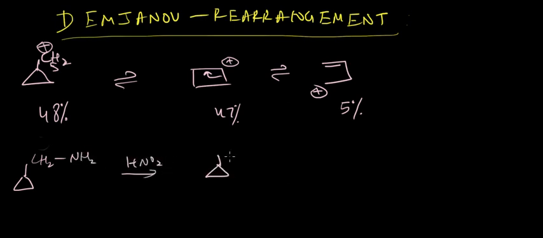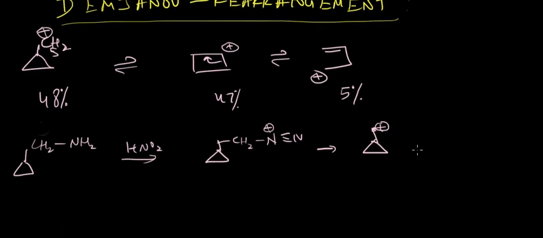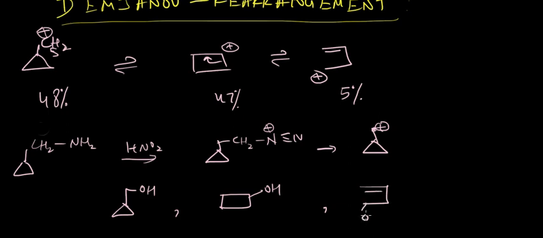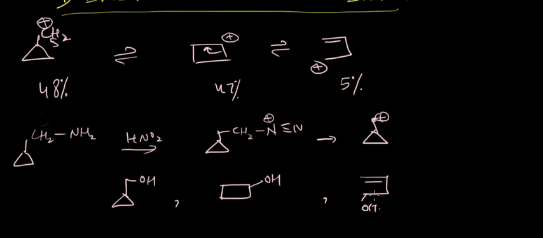So what will we be getting? We'll be getting something like this. Then we will get a positive charge on this carbon atom. So we'll be getting this compound and this compound, and what will be the percentage of them? Again, the percentage would be 48%, 47%, and 5%. So this is the Demjanov rearrangement.